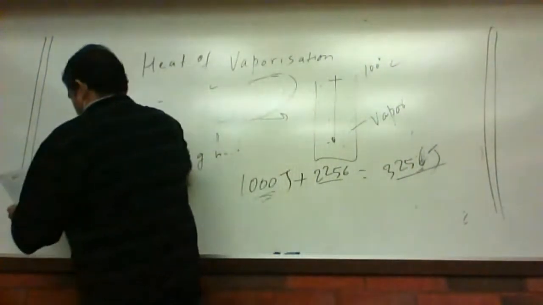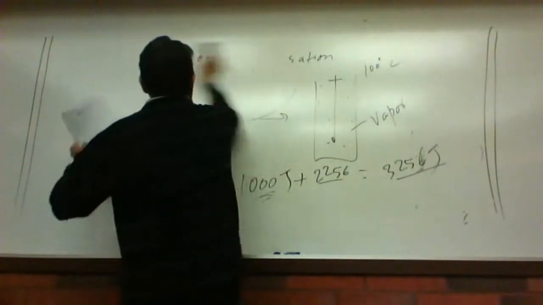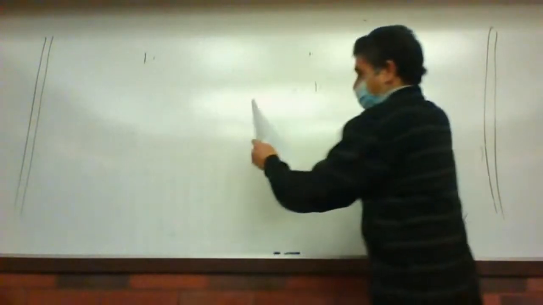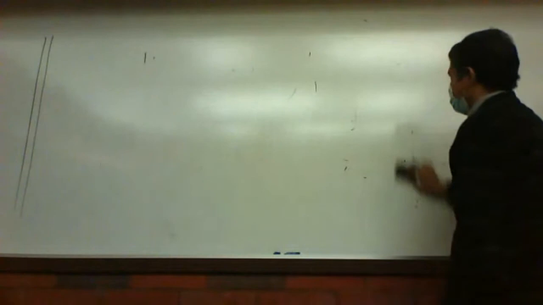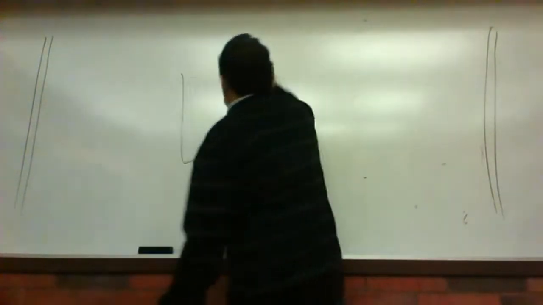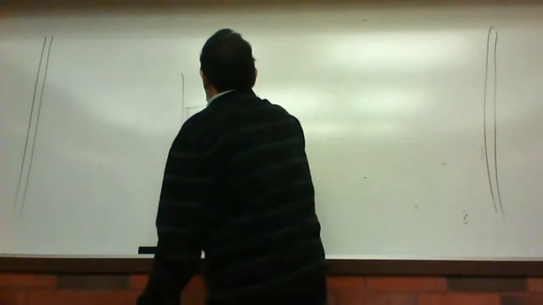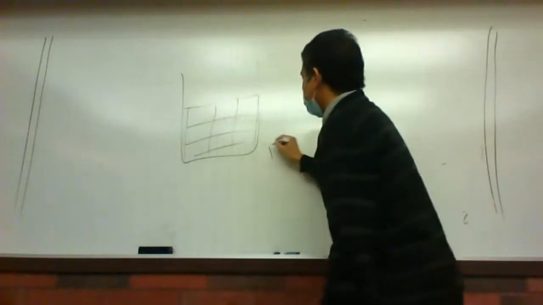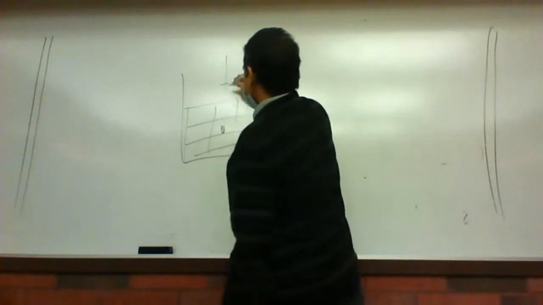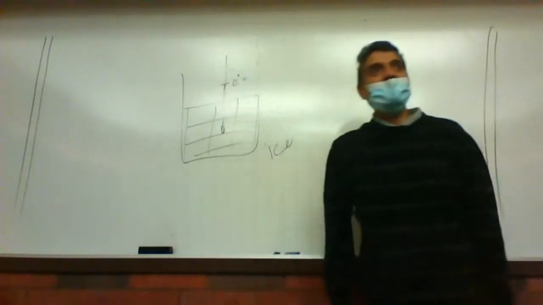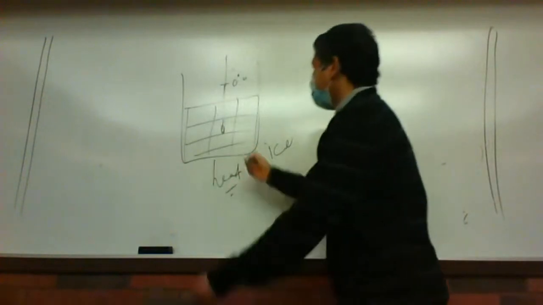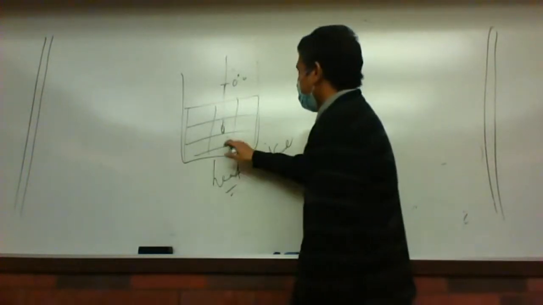Now let's go to the next slide. Slide number 2: the temperature of a substance does not change during a phase change. Let's say you have ice here, in a beaker. I put a thermometer here, and the thermometer shows 0 degrees centigrade, right? Now I start heating. I put it in the oven and keep heating.